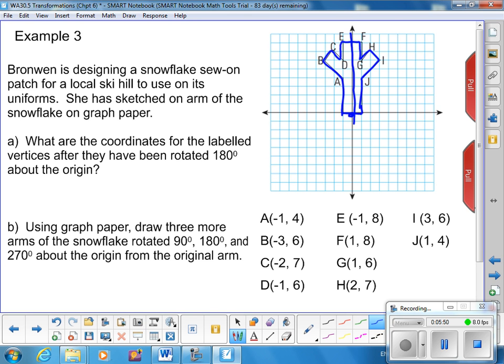Okay, the original coordinates are here, and the first thing that question asks is, what are the coordinates for the labeled vertices after it's been rotated 180 degrees? Well, 180 is easy. X and Y coordinates stay the same, they just become negative.